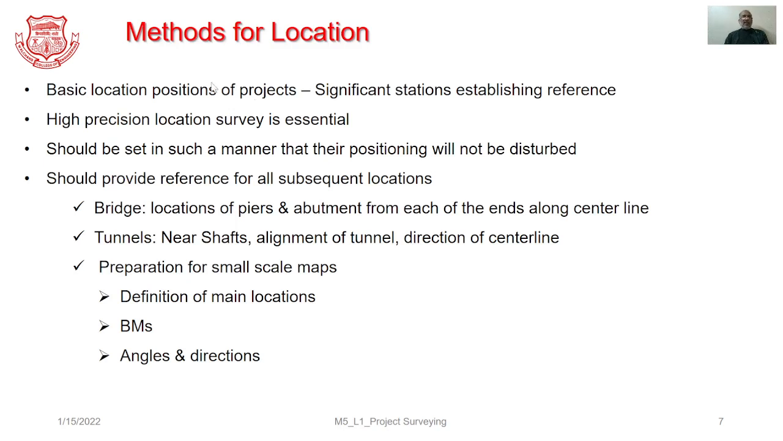So, say for example, if we consider bridges, the locations of the piers and abutments from each of the ends along the center line. If we consider the location stations in view of the tunnels, they would be near the shafts, signifying the alignment of the tunnel. It would be giving the exact direction of that particular center line.